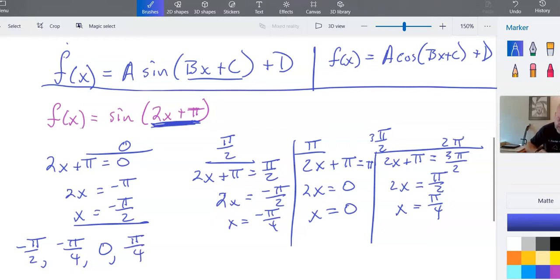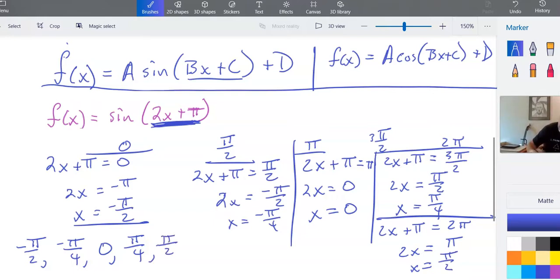You notice these numbers are symmetric around 0. So the prediction would be that for 2 pi, we should get pi over 2 because we got negative pi over 2 on the negative end. Let's see. So it's 2x plus pi equals 2 pi. Subtracting pi gives me 2x is equal to pi, and dividing by 2 gives me x is equal to pi over 2. Okay, so the last one is pi over 2. Okay, so those are my key points now.